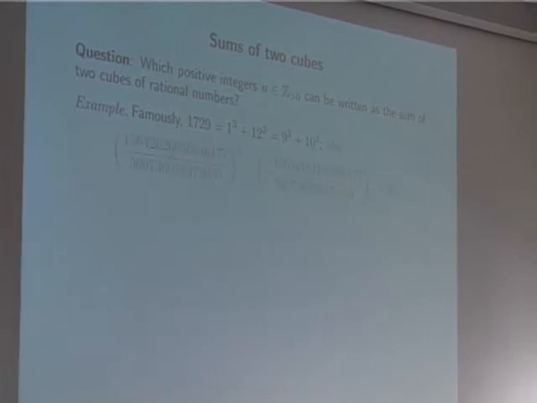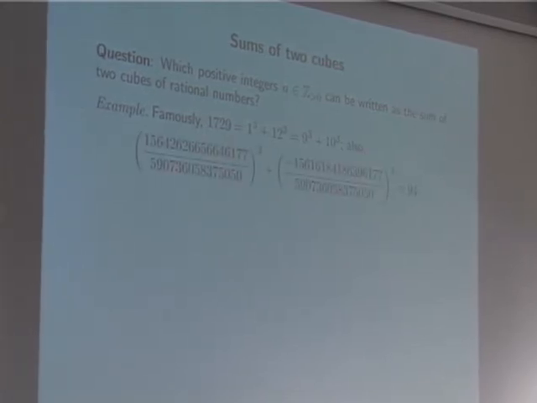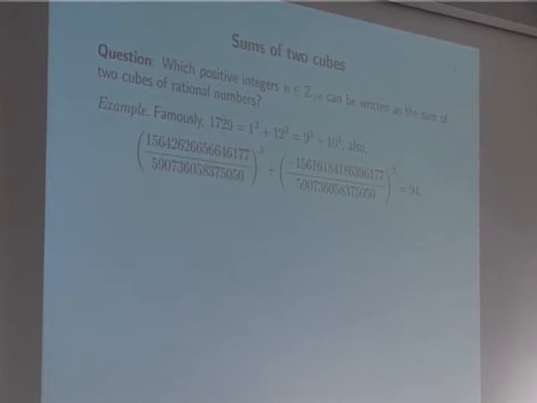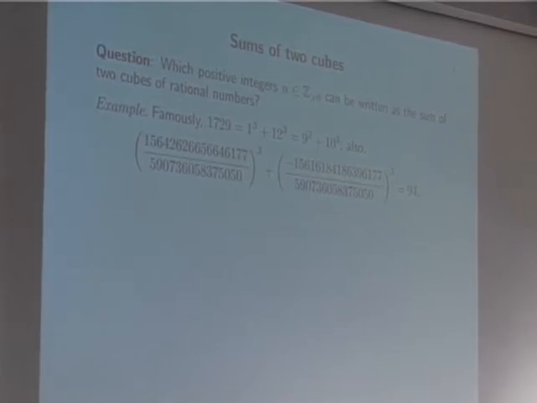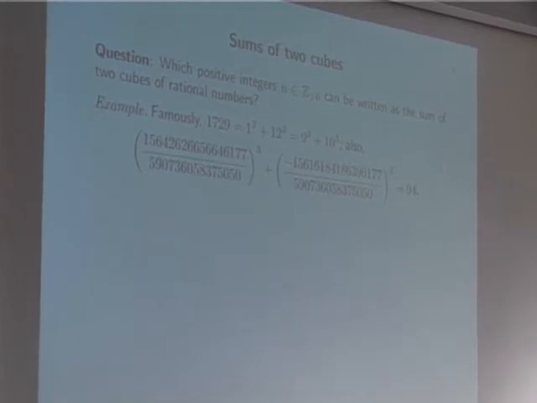Here's another example. If you consider the integer 94, 94 is also the sum of two rational cubes, and you would have to look pretty hard to find those rational numbers if you were just searching for them naively, and it's a little surprising. You won't be able to find any smaller solution. So that's the smallest way that you could write 94 as a sum of two rational cubes.